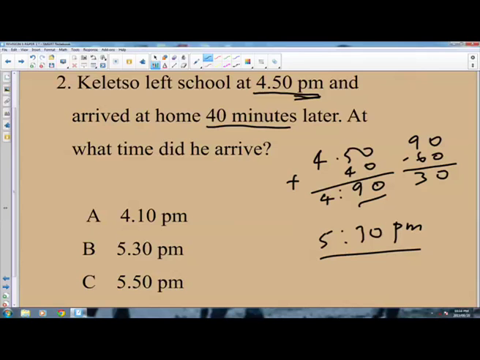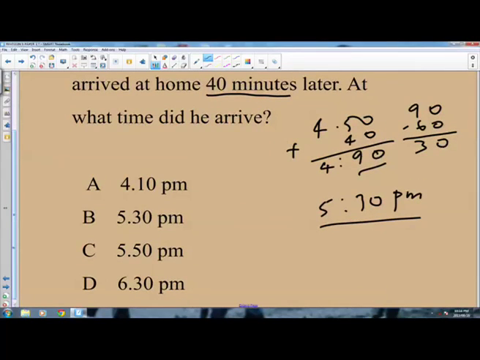So let us check the alternatives. 5:30 p.m. Do we have anything of that kind? A, 4:10 p.m. B, 5:30 p.m. And this is the answer that we got. This is the correct answer as per this question. And then what about the next question?